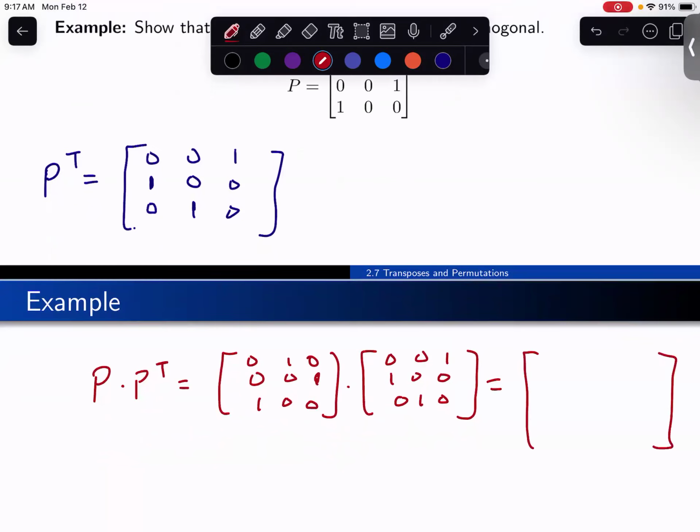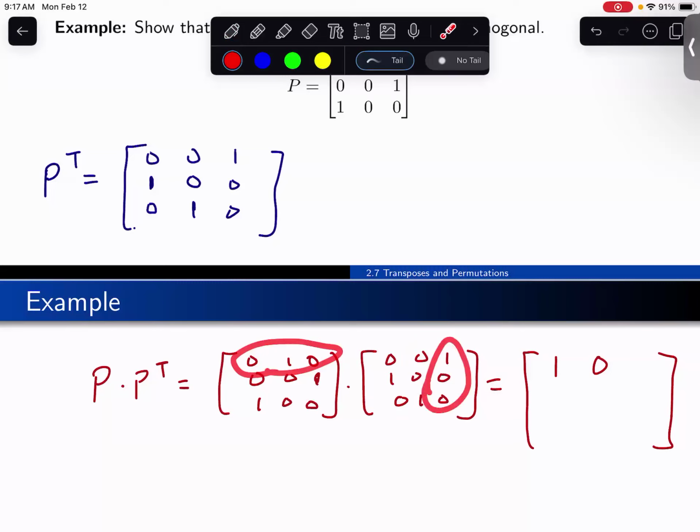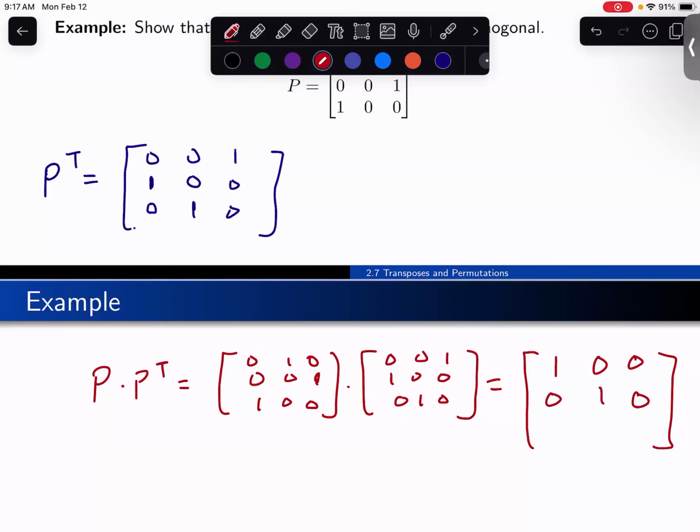this should be a pretty familiar task to you at this point in the semester. The first entry will be the first row dotted with the first column. So that's just going to give you a 1. First row dotted with the second column is going to give you 0. First row dotted with the third column is going to give you 0. And if you just continue, the next one will be the second row dotted with the first, second, third column, which will give you 0, 1, 0.